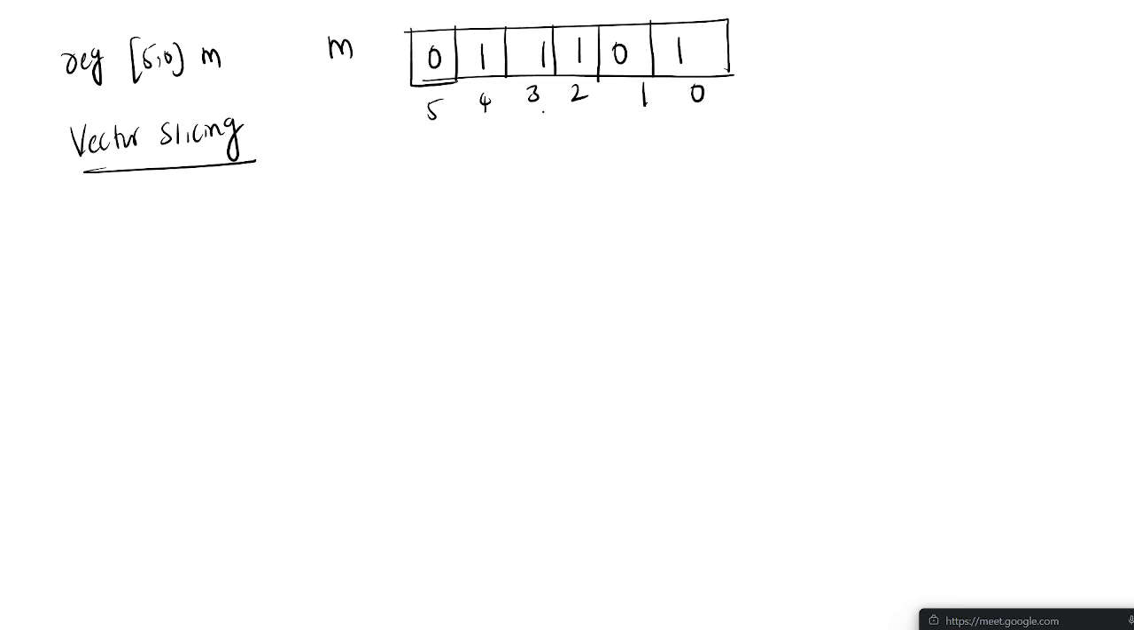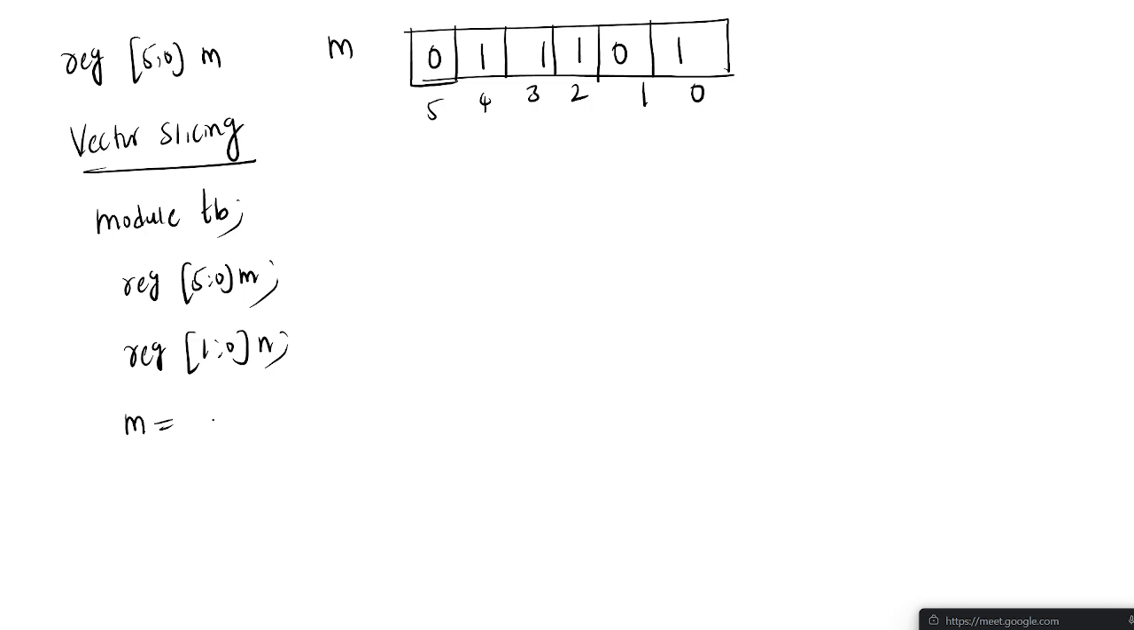Suppose I write module TB, reg [5:0], I am considering the same M. And next I am considering reg [1:0] as N. M equal to what? I am giving 6'b000101. End module.